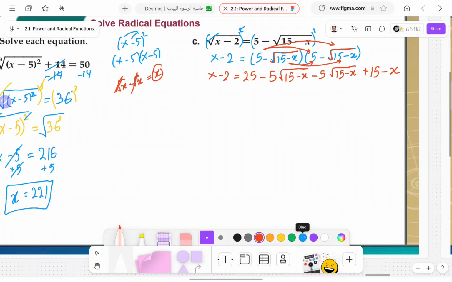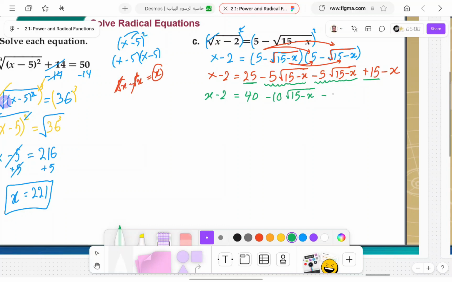Now let's add the like terms. As you can see here, I have a 25 and a 15, so let's keep x minus 2. 25 plus 15 is equal to 40. And I have here negative 5 square root of 15 minus x and negative 5 square root of 15 minus x, also like terms, so it should be negative 10 square root of 15 minus x.